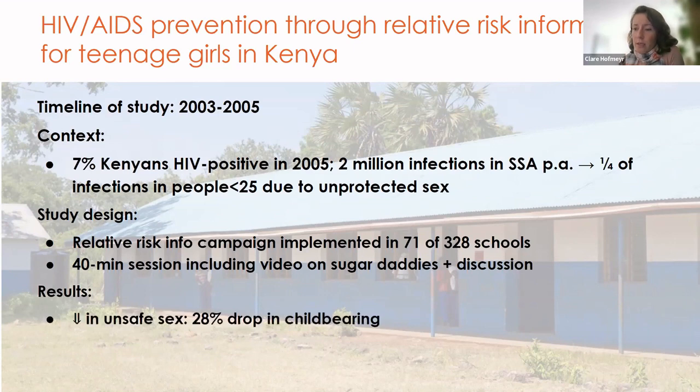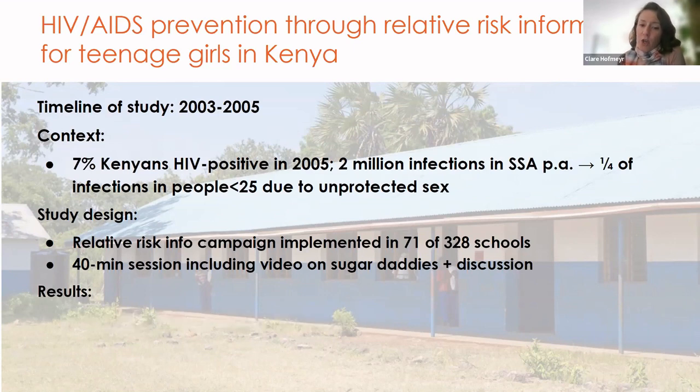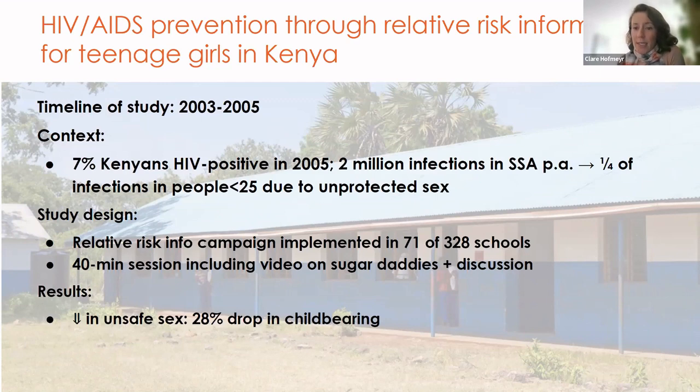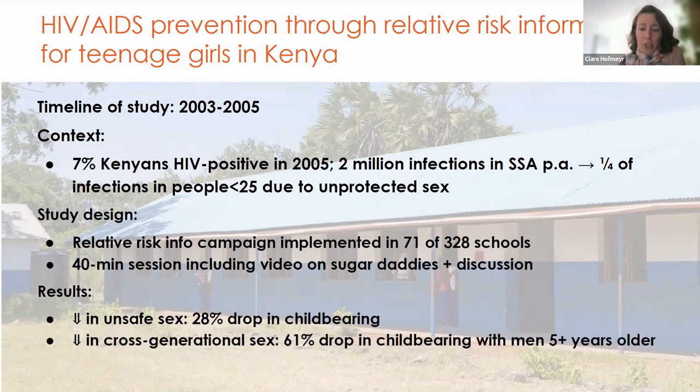So in terms of results, the intervention had a significant effect on both the amount of unsafe sex that adolescent girls were having, as well as the amount of cross-generational sex. In terms of reducing unsafe sex, this was inferred from the fact that the incidence of childbearing dropped by 28%. So it dropped from 5.4% of girls getting pregnant within a year to 3.9%. In terms of cross-generational sex, it was found that the rate of childbearing with men who were 5 or more years older fell by 61%, with no offsetting increase in childbearing with adolescent partners.